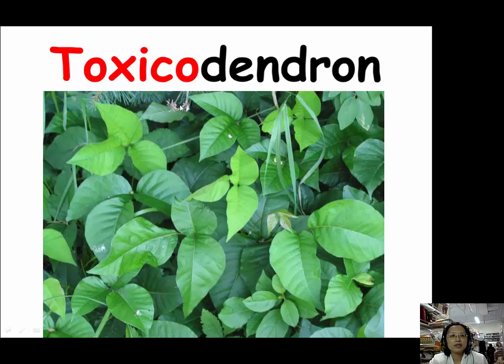And for the prefix toxico, our example is Toxicodendron. Toxicodendron is a genus of plant including poison ivy, poison oak, poison sumac, and other trees, shrubs, and vines. Some of them are more toxic and some are not so toxic, but they all contain some toxic substances. So this genus is called Toxicodendron.